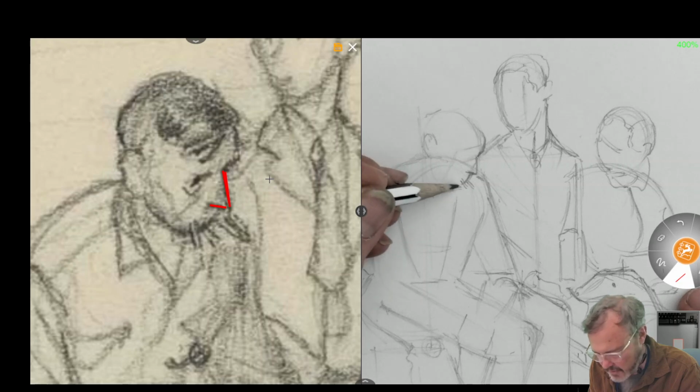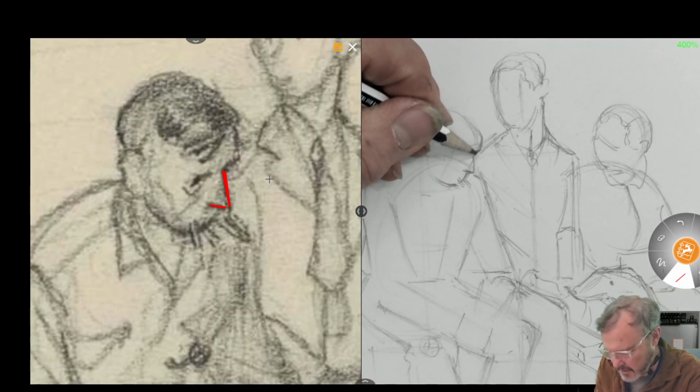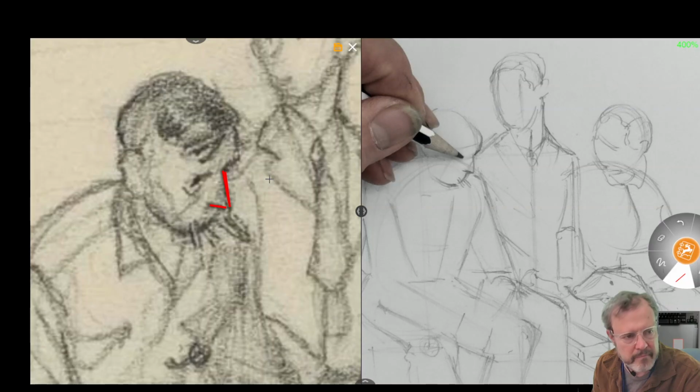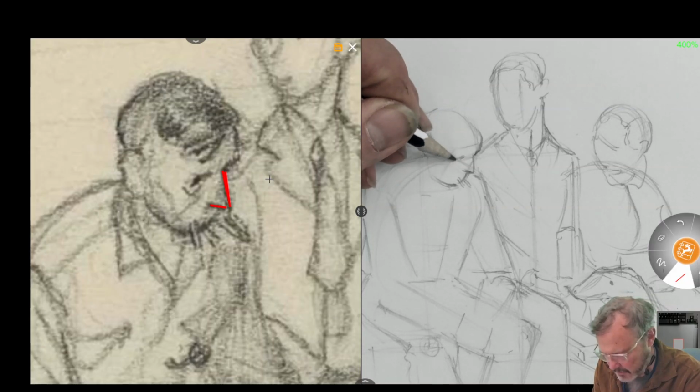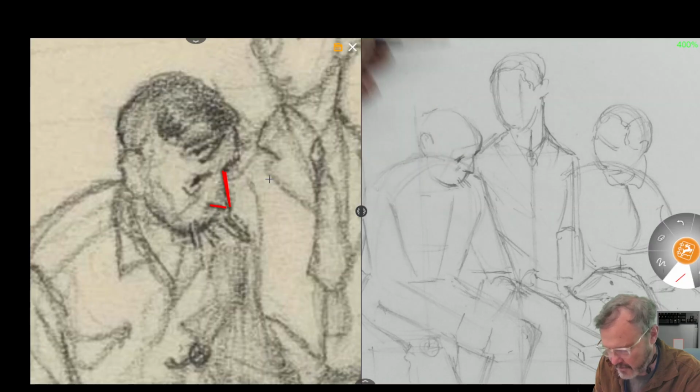So what Rockwell is showing us here is a sort of shorthand for figures and faces. And the only way to learn that is by copying other people and studying them. I'm sure that's how he learned it, and you're not going to figure it out on your own.